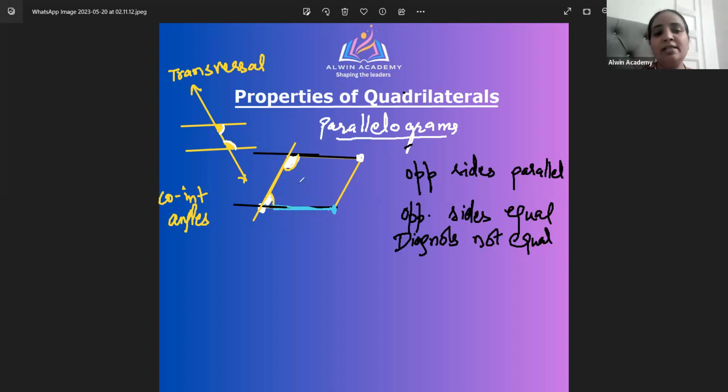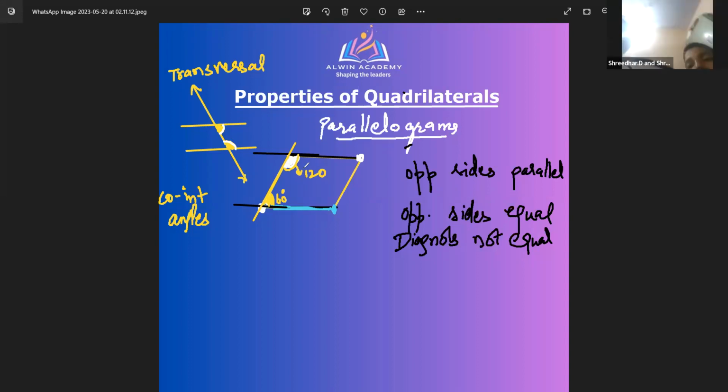So if I say that this is a 60-degree angle, what is the measure of this angle? Can anyone tell me? 120. 120, obviously, hai na? If this is 60, when I subtract 60 from 180, I'll get 120. Got it, Shrikant, or not? Got it, ma'am. Prisha, got it? Any issues? Prisha, you're frozen for me, beta.